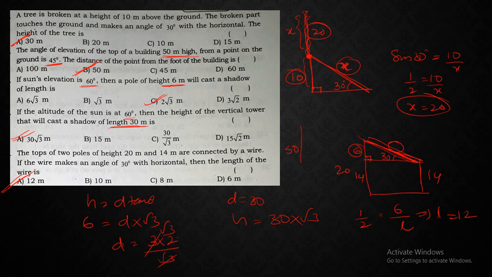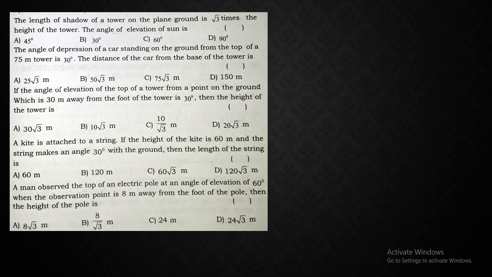Next, moving on to one more question. So length of the shadow of a tower on a plain ground is root 3 times of the height. So length of the shadow means distance. So distance is equal to root 3 times of the height. So from this h by d is equal to, so what will you get? h by d is 1 by root 3. So 1 by root 3 means tan 30 degrees. So the angle of elevation is 30 degrees.